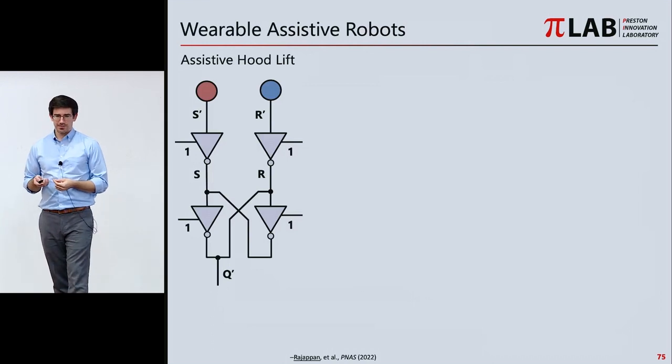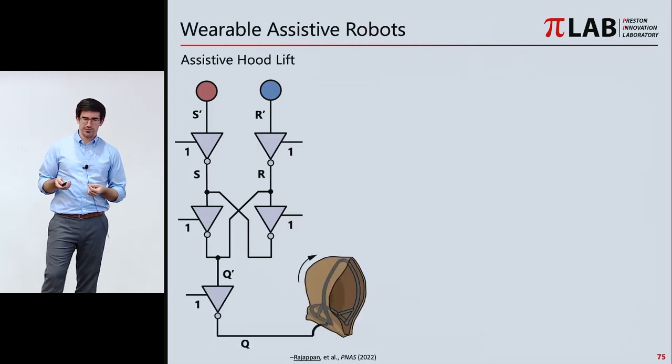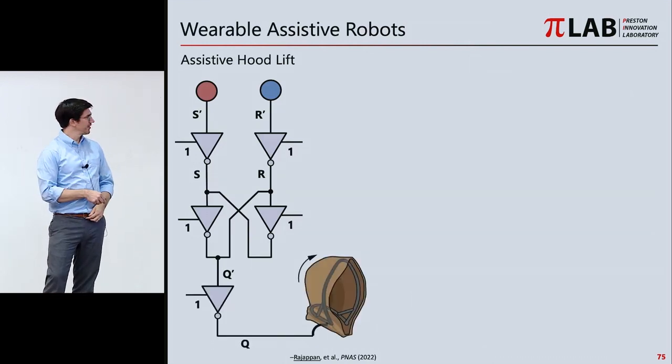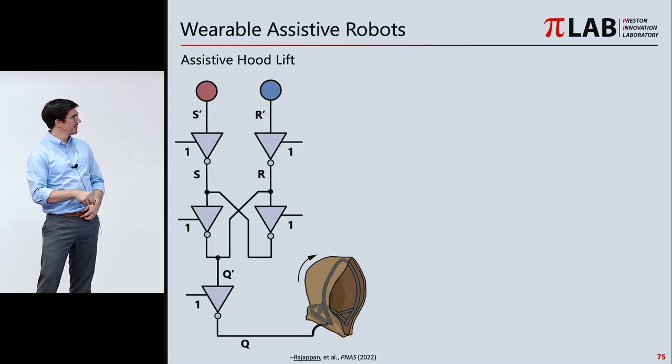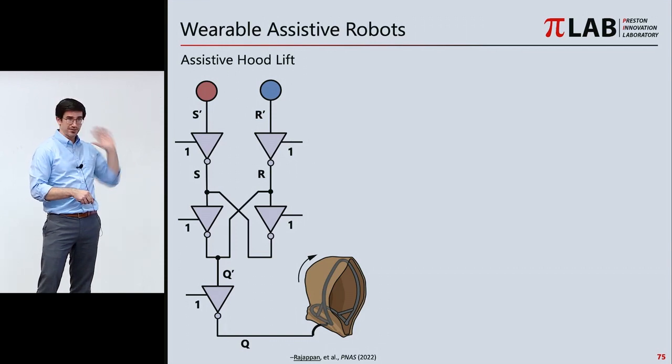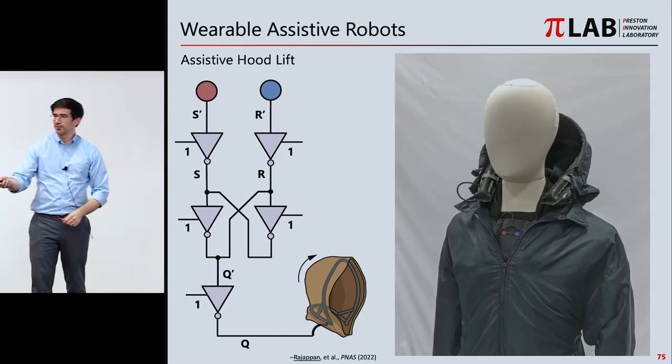So now we just wanted to show an application. We did that here with the hood for thermal regulation. We do have one other element here. This acts as a buffer to isolate our control system from the high capacitance or high volume of this system that lifts the hood onto the user's head.